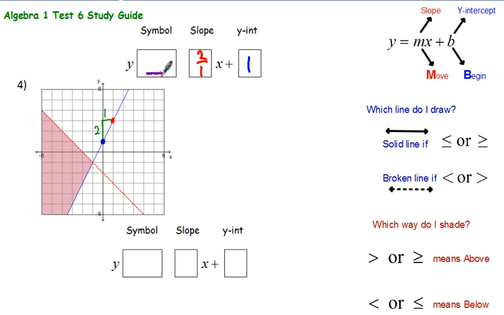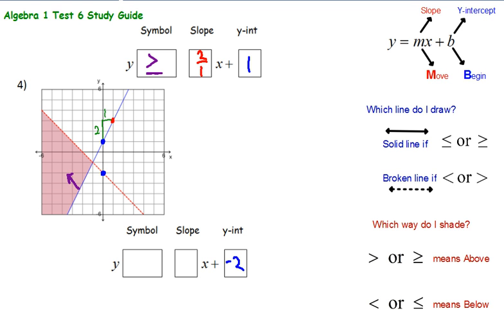And then let's see which way this thing is shaded. So if you see where it's shaded, it's actually shaded that way. So it's shaded above the line. So we know that above means greater than. So that would be y greater than or equal to 2x plus 1. Let's check out the red line. So y-intercept right there. And that looks like a -2.